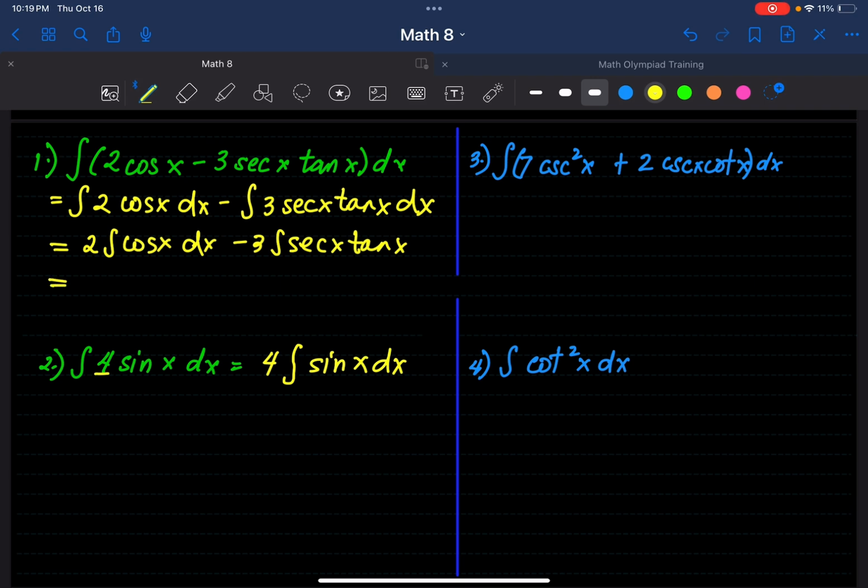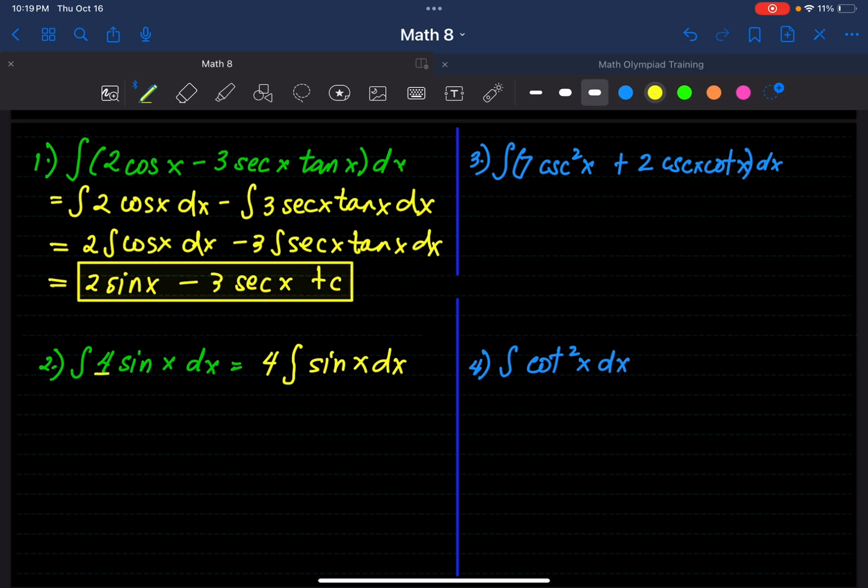And what is the integral of cosine x? That is sine x minus integral of secant x tangent x. That is secant x plus c. So this is the answer for number 1. 2 sine x minus 3 secant x plus c.